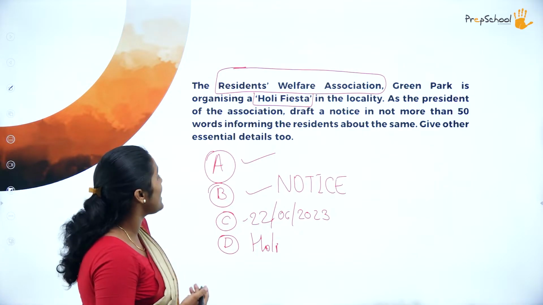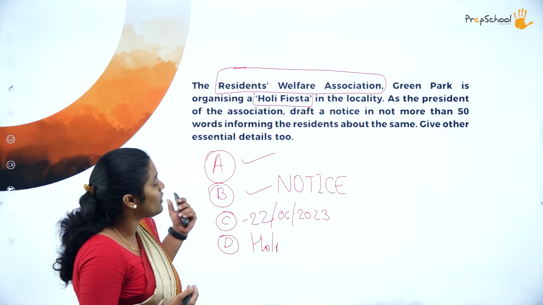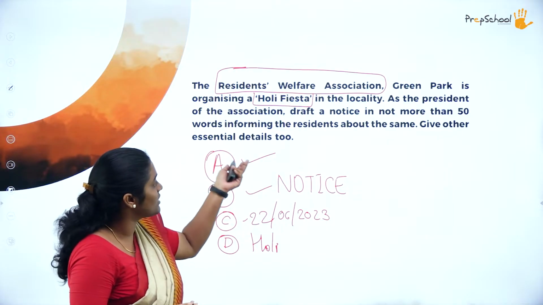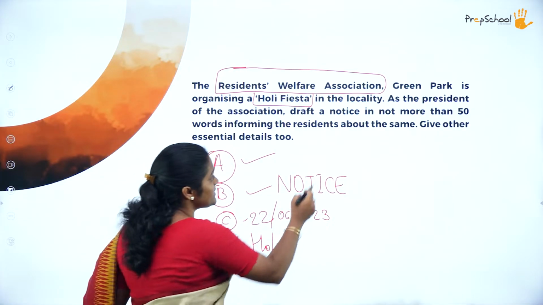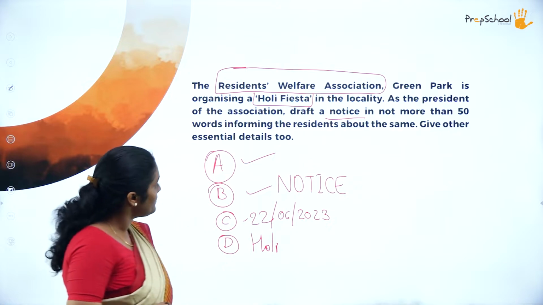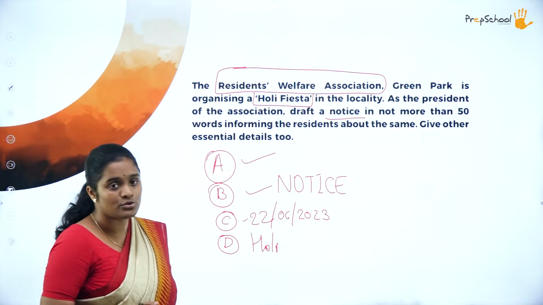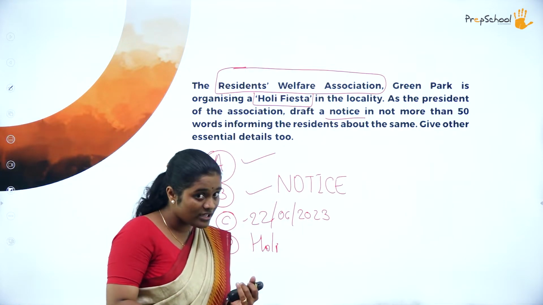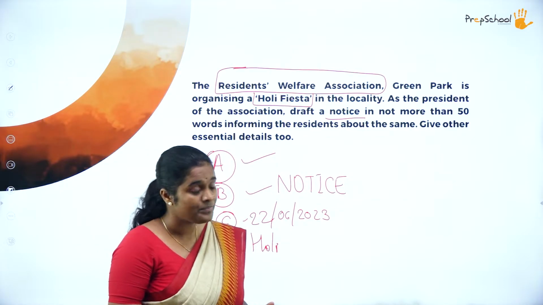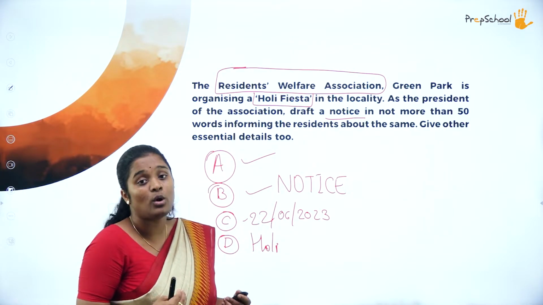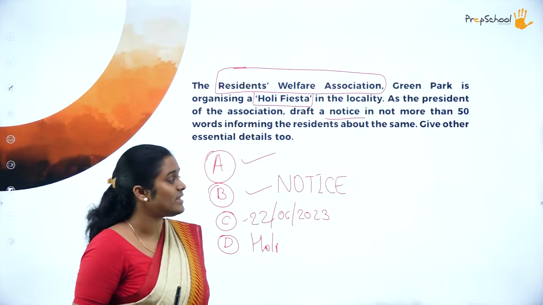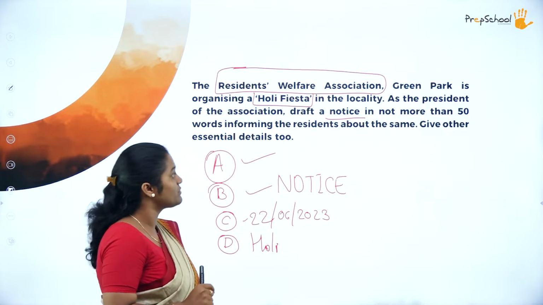Then in the locality, as the president, what you have to write? You have to write a notice: president of the association, draft a notice in not more than 50 words informing the residents about the same. So you see that the date is not given, time is not given. So you'll have to do it by yourself. If you want to add anything, you'll have to add it by yourself. Let's see how we can write a notice to this one.